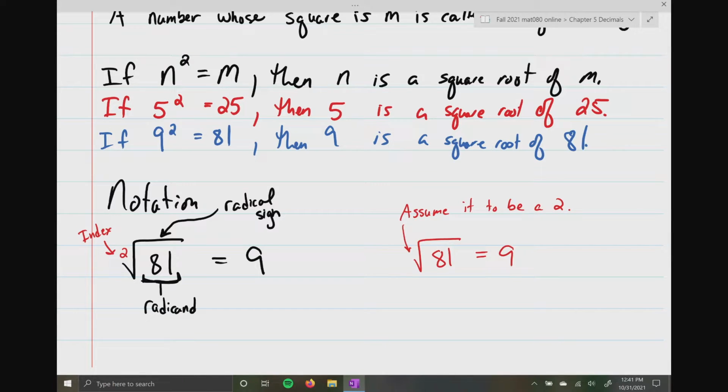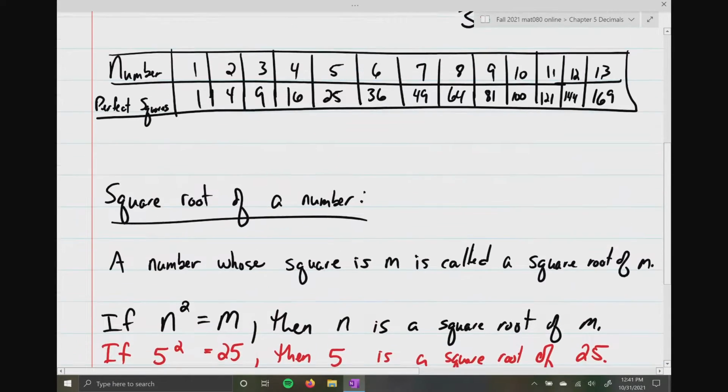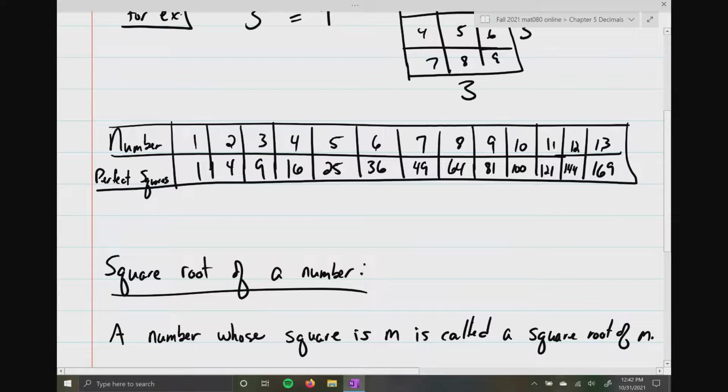So if you think about this table that I have written here, if I want to start with the number and go down to the perfect square, then I have to square it.